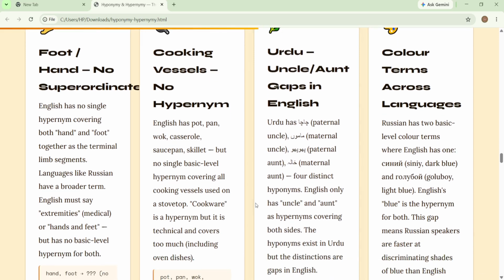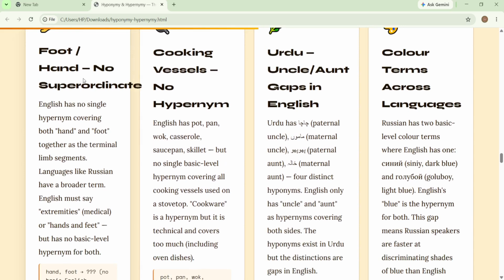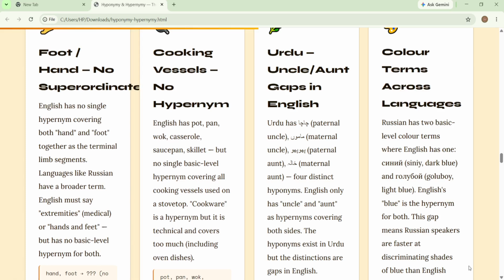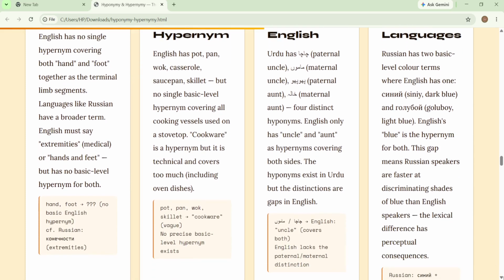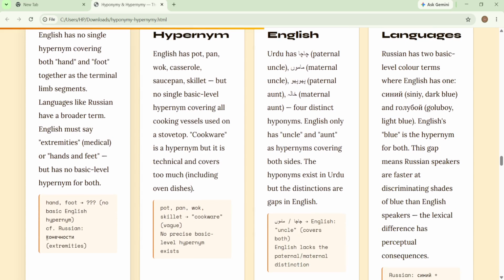So let's look at the first one, which is foot, hand, no superordinate. English has no single hypernym covering both hand and foot together as a terminal limb segment. Languages like Russian have a broader term. English must say extremities, medical, or hands and feet, but no basic level hypernym for both. Let's check what's written. Okay, it is written in Russian, this one. So this is the term for hand and foot, which is in Russian but not in English.